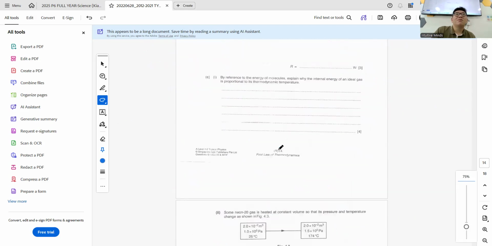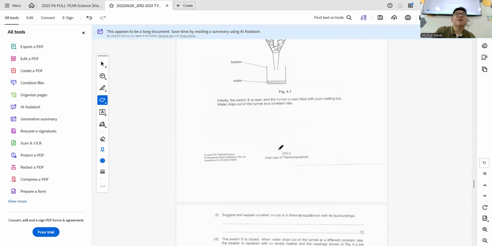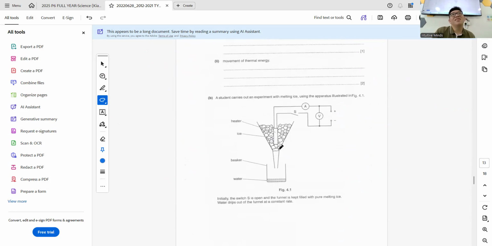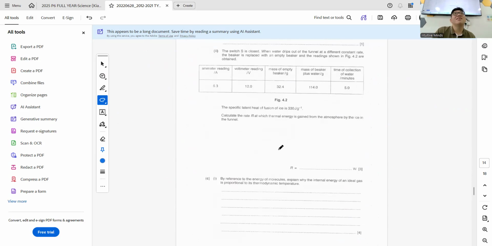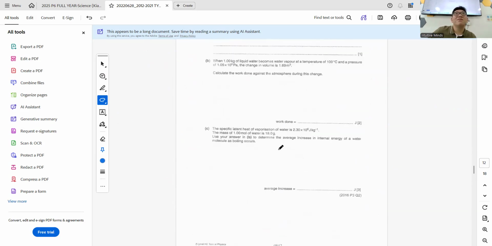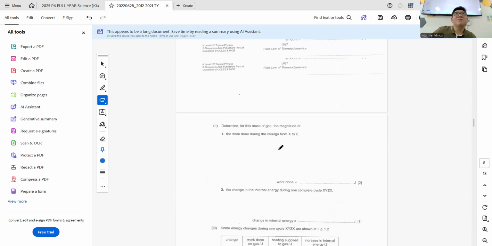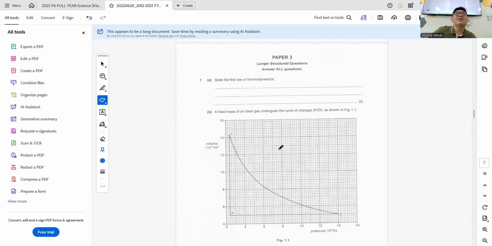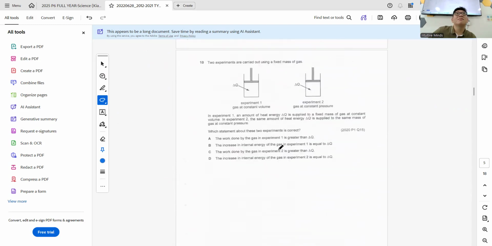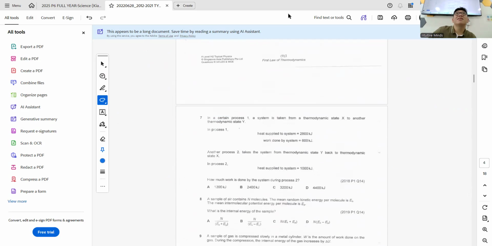So this is quite a good question to go through. This is the one that they're saying. Oh no, it's a different one. The graph one. But I've seen something similar before. Okay, continue working on other stuff.